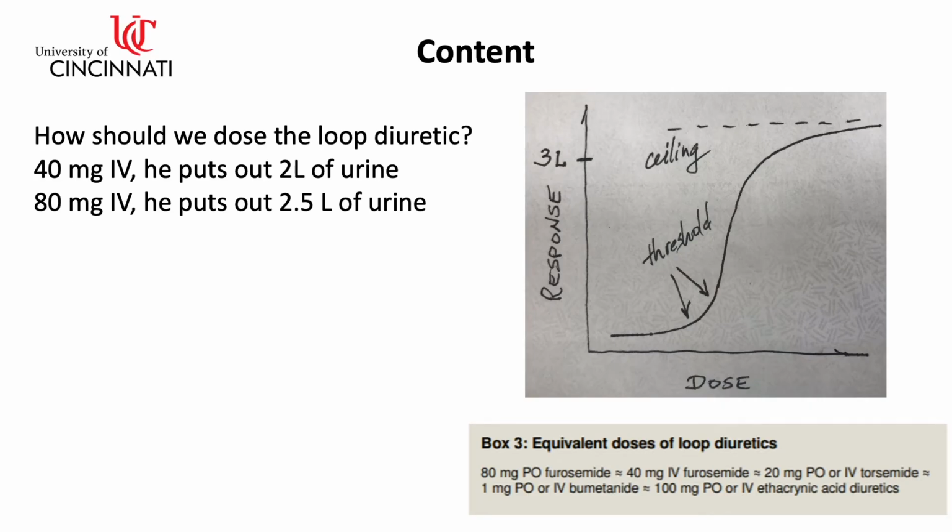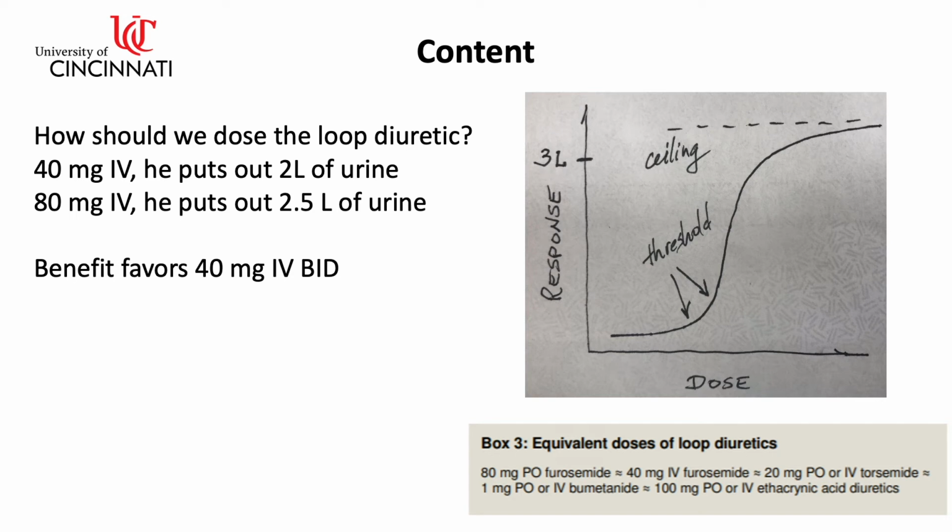Okay, so let's play with these principles of threshold and ceiling and make sure we understand them for the next time you dose furosemide. I've left the figure here of threshold and ceilings. Now, how should we dose the loop diuretic in this instance? Let's say 40 milligrams IV and the patient puts out 2 liters of urine. 80 milligrams IV and he puts out only 2.5 liters of urine. You see the ceiling effect there? So clearly the benefit in that case would be, let's give him 40 milligrams IV BID.